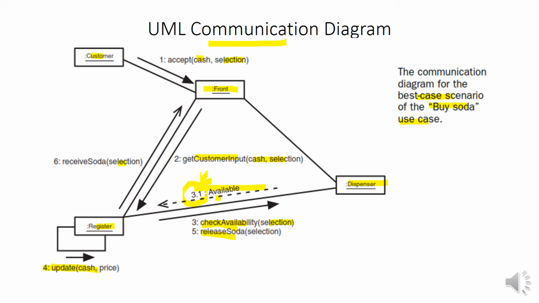So this is the best case scenario of the buy soda use case, and we modeled it with the help of a communication diagram. As you can see, all the messages are numbered here, and we get the order of messages with the help of numbering.